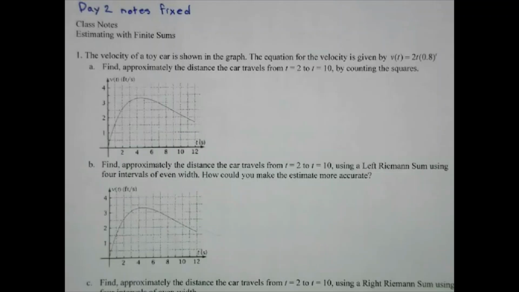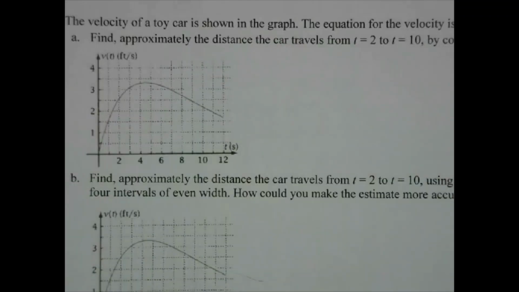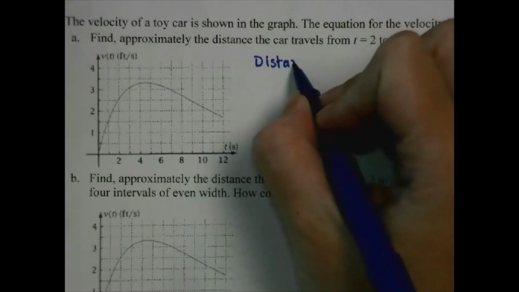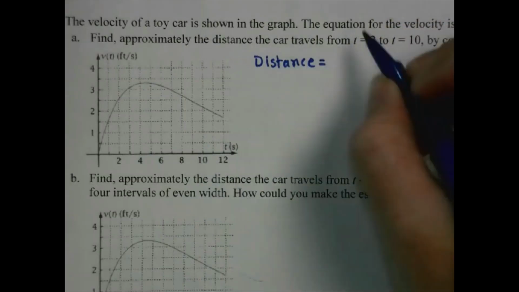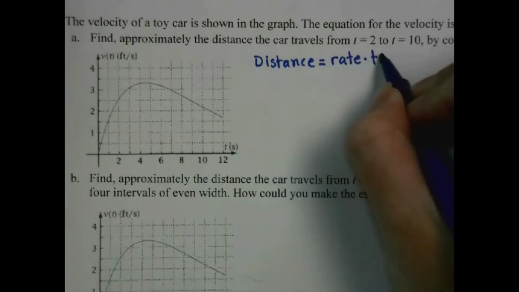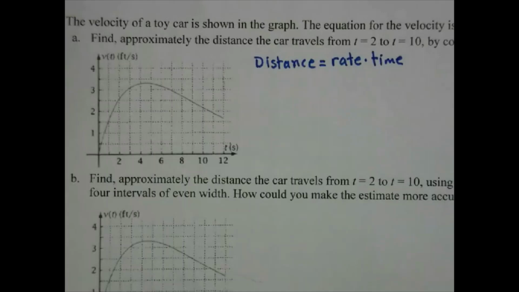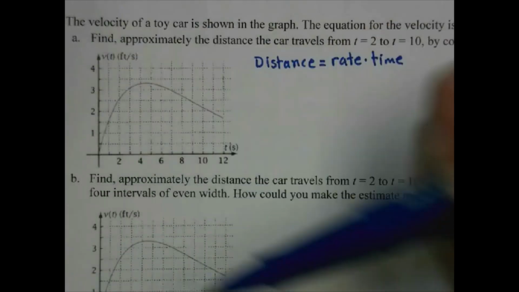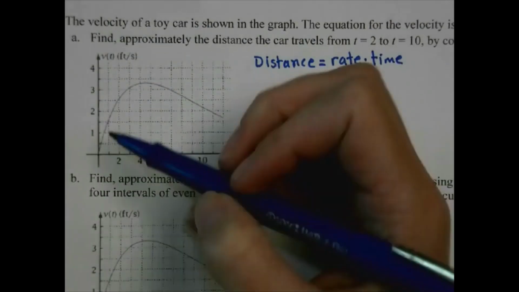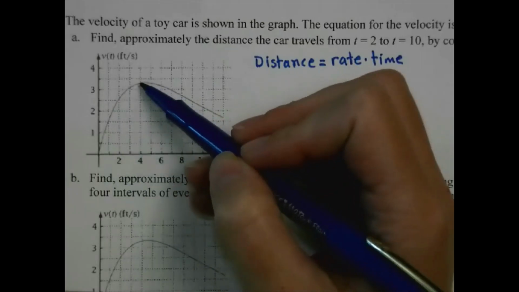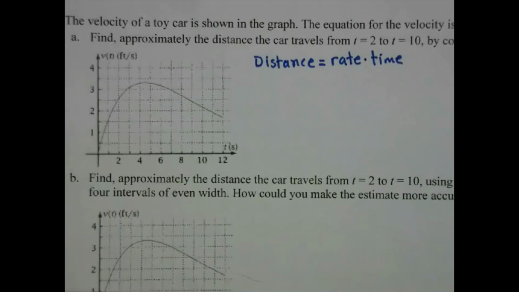So let's talk about this. Distance traveled is always going to equal the rate times the time. So how fast are you going and how long are you going at that speed? So if we look at this axis, this is time and this is velocity. So at any given point, at time 2, this is the speed this car is going. At time 4, this is the speed, and so on.